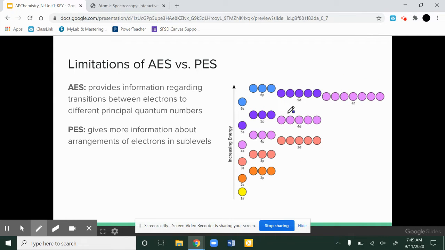There's certain limitations, though, to atomic emission spectra, and that's because it only gives us information about the energy levels of the electrons. It doesn't give us information about the specific sublevels that the element's electrons reside within. It just tells us, oh, the electron transitioned from energy level 3 to 1, and that's it. Photoelectron spectroscopy, however, gives us more detailed information about the sublevel in which the electrons reside. So we're going to focus a little bit more on photoelectron spectroscopy since it's the more likely type of spectroscopy that you're going to see on the AP exam.